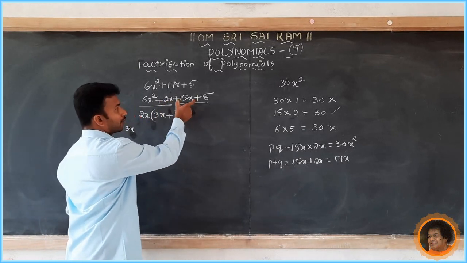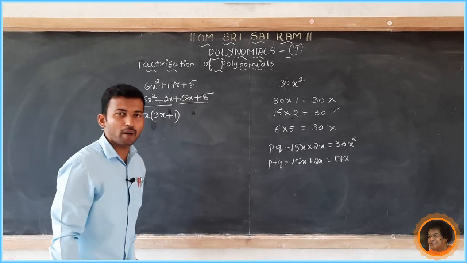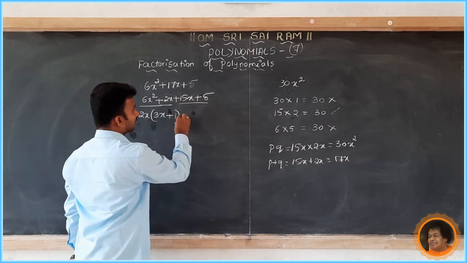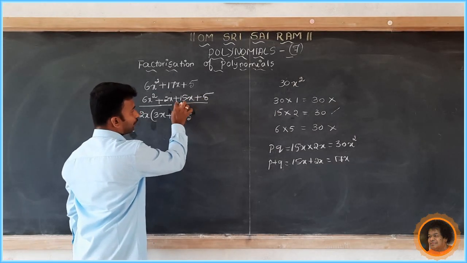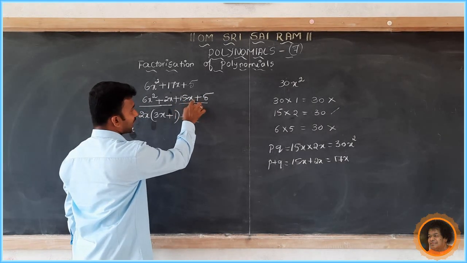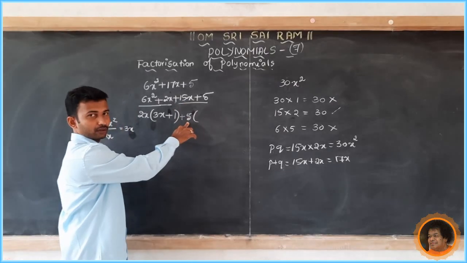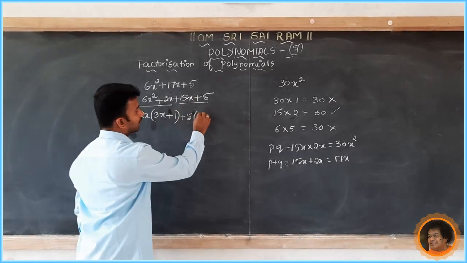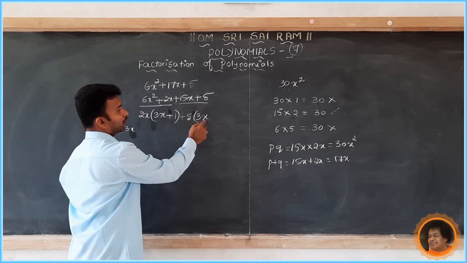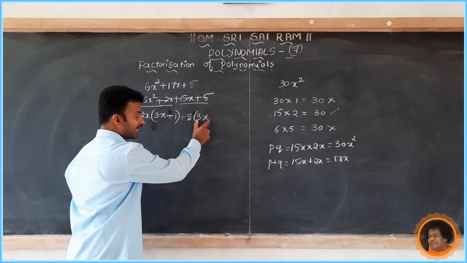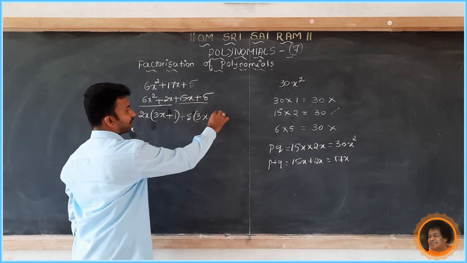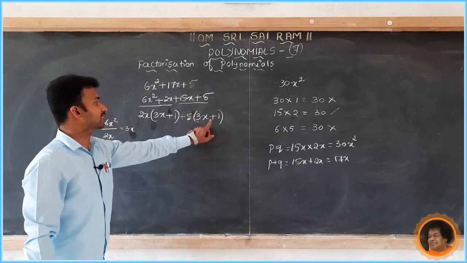Next 15x and 5. What is the common? There is one and only constant. Constant is the common factor in this term. So take plus 5 as a common term. Now divide 15x by 5, 3x. 5 into 3 is equal to 15, 5 into 3x is equal to 15x. Plus 5 divided by plus 5. Answer is 3x plus 1.